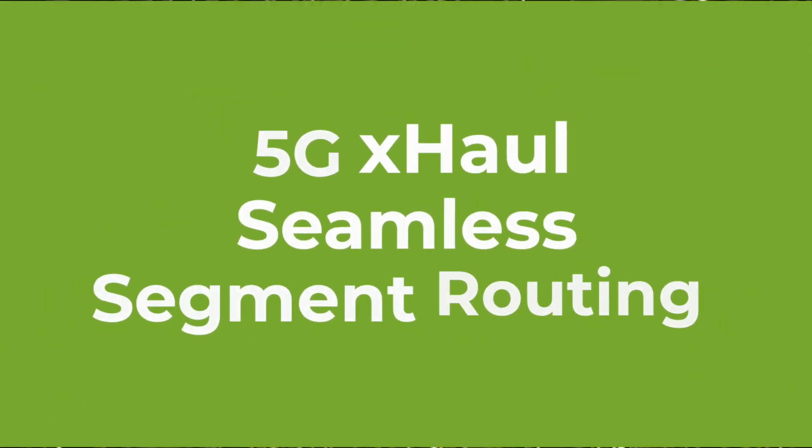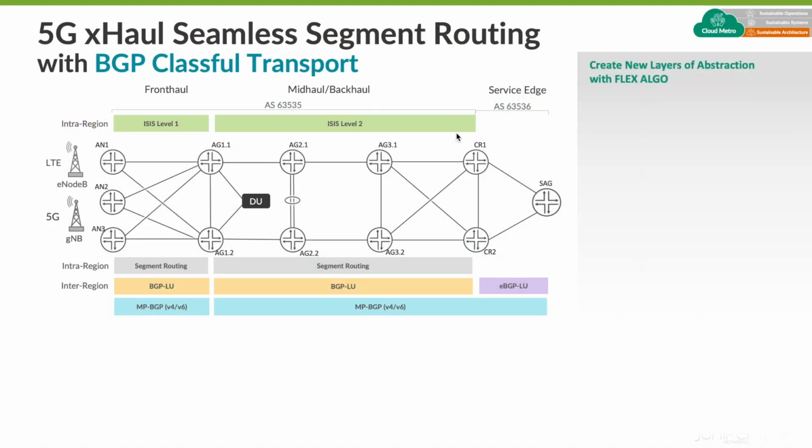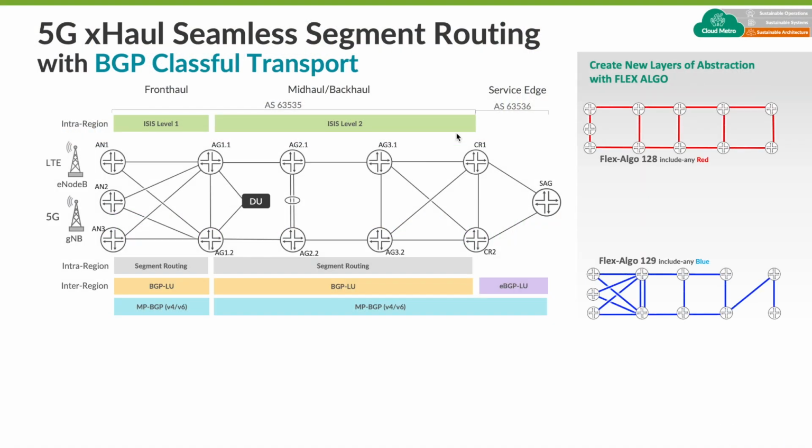Now we start to move into even more sophisticated solutions, setting a foundation with transport classes, service mapping, and eventually network slicing. In here, we have seamless segment routing with BGP Classful transport. Now, BGP-CT is a Juniper invented protocol going through the standardization process right now. I'll include some links at the end of this presentation where you can learn more about BGP-CT.